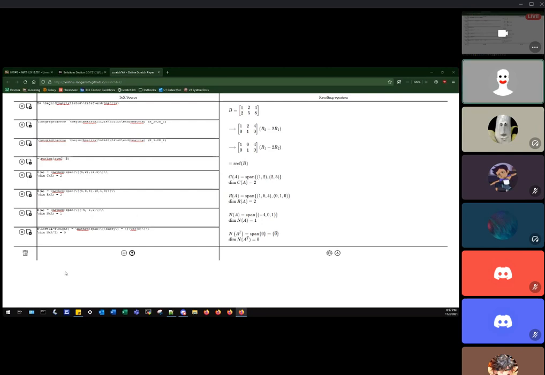Okay. For null space, I kind of did most of this in my head, but you want to set this row echelon form equal to 0.